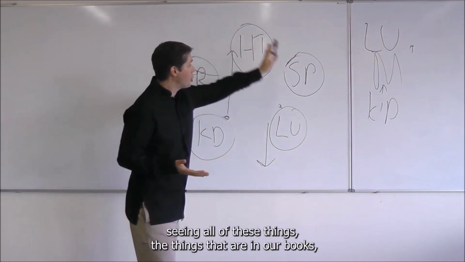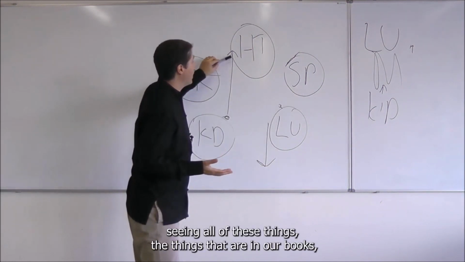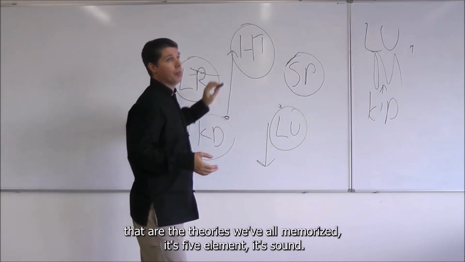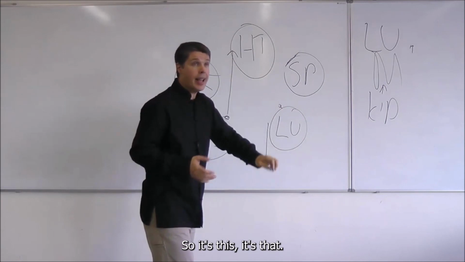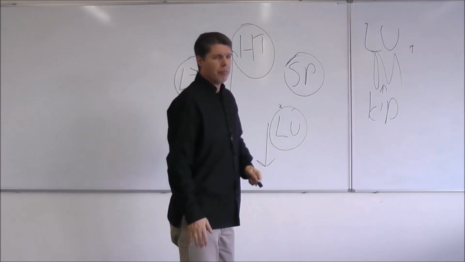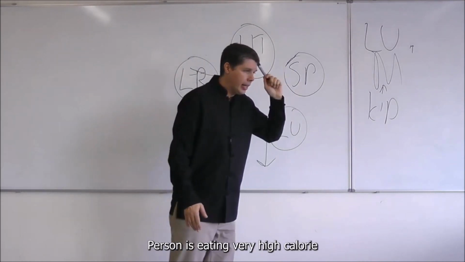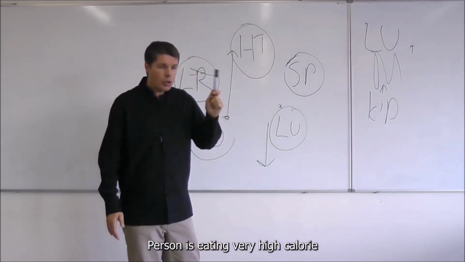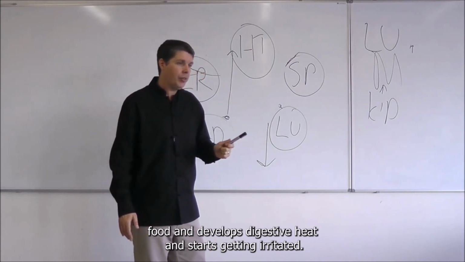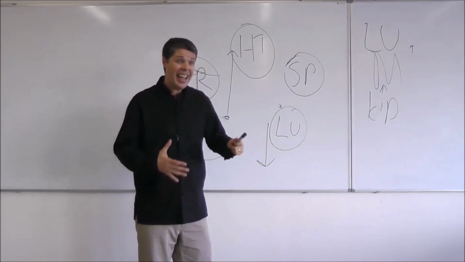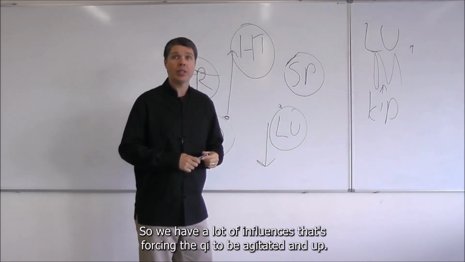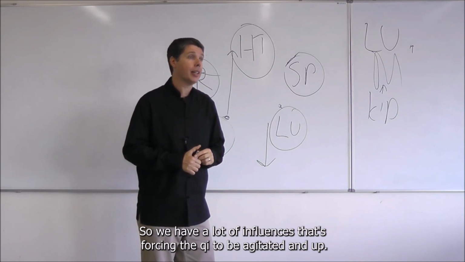And so if we can start seeing all of these things, the things that are in our books, the theories we've all memorized, the five elements, the zang-fu, this, that, and stop seeing them as these names and just ask, what does that mean about qi? A person is eating very high calorie food and develops digestive heat and starts getting irritated, and they're really angry about something, and the weather is hot. So we have a lot of influences that are forcing the qi to be agitated and up.